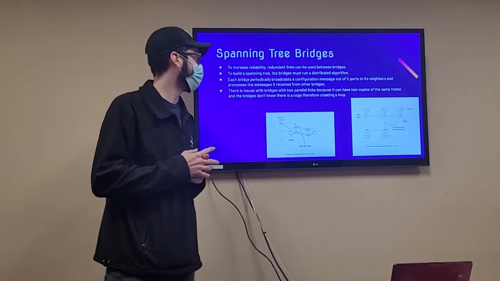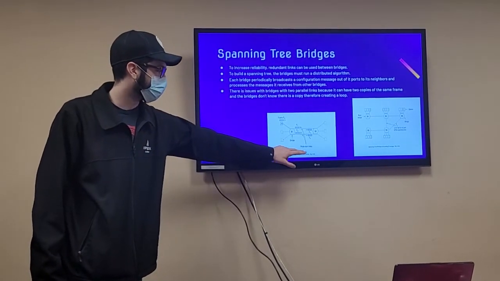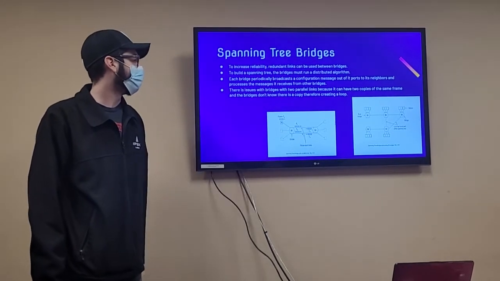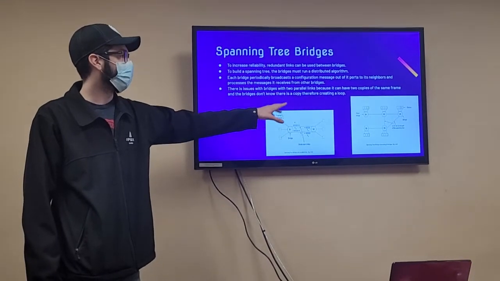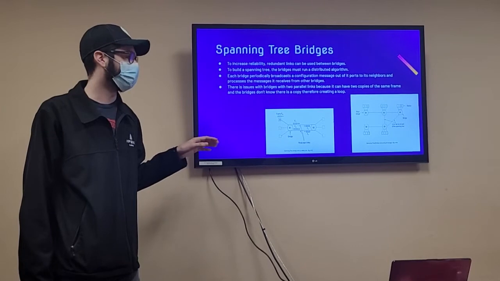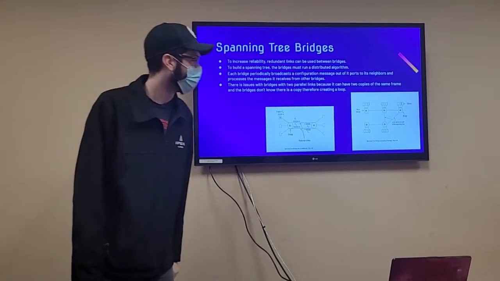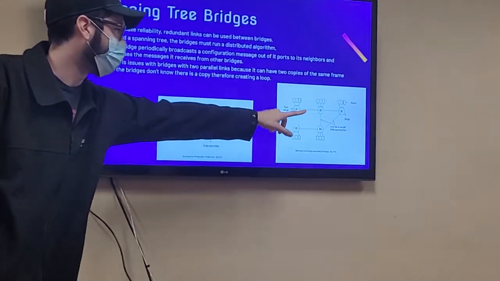There are issues with bridges with two parallel links, which is this example where they have these different redundant links, and the two bridges will have two different copies of the same frame, and the bridges don't know that there is a copy. Therefore, it will create an endless loop, which can cause issues. And this is a spanning tree that's connecting 5 different bridges.